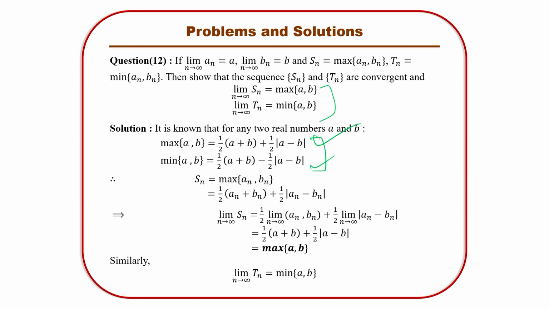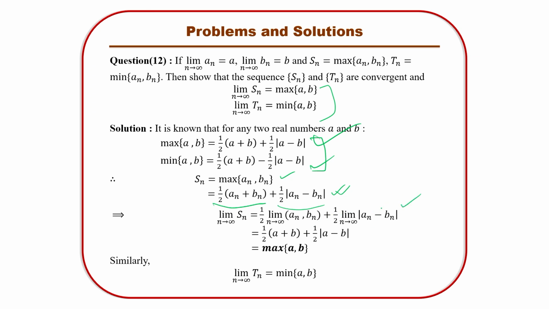So Sn, what is Sn? Sn is the maximum of the two sequences an and bn. So I can write this as maximum of an and bn. What does it mean? That means half of (an plus bn) plus half of modulus of (an minus bn). Now take the limit on both sides. So limit n tends to infinity of Sn is equal to the limit of each term, because the algebra of limits allows you to take the limit term-wise. So limit n tends to infinity half of (an plus bn) plus half of limit n tends to infinity of modulus of (an minus bn).